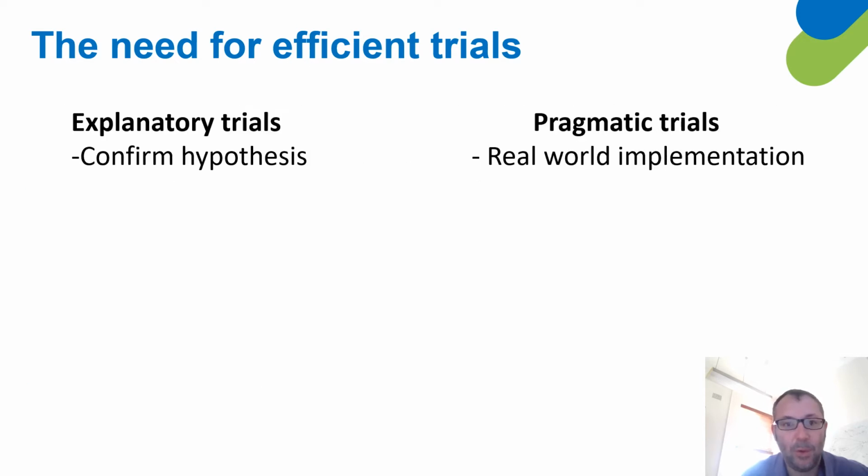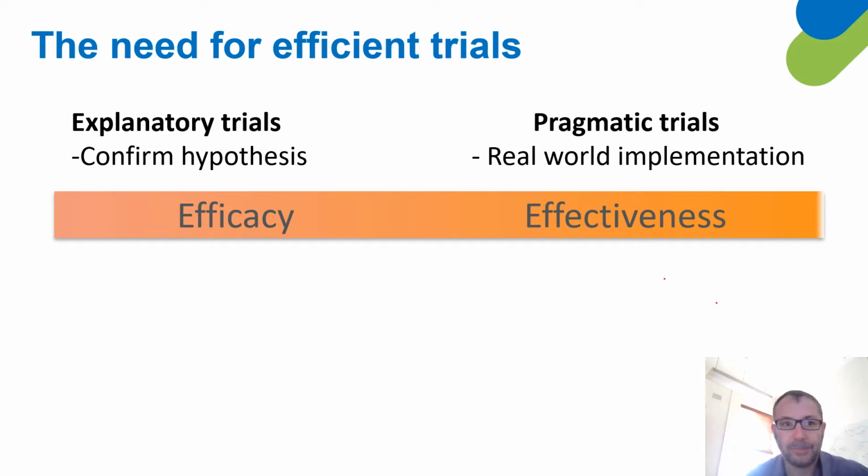So this has led to a call for designing trials that are pragmatic as opposed to explanatory. And we'll go through some of the differences between pragmatic and explanatory trials. Explanatory trials are designed to try to confirm or refute a specific hypothesis, whereas pragmatic trials are designed for real-world implementation. Explanatory trials measure efficacy, whereas pragmatic trials aim to measure the effectiveness of interventions.